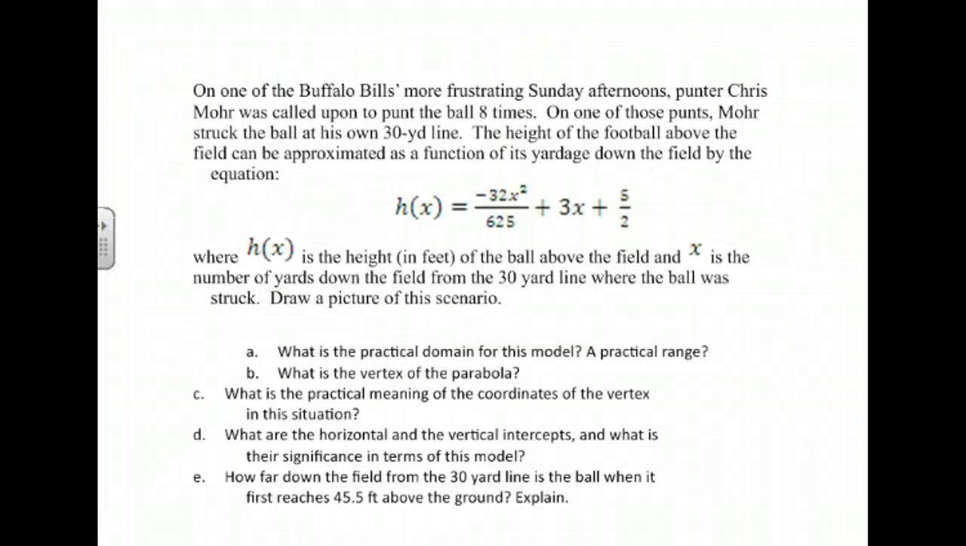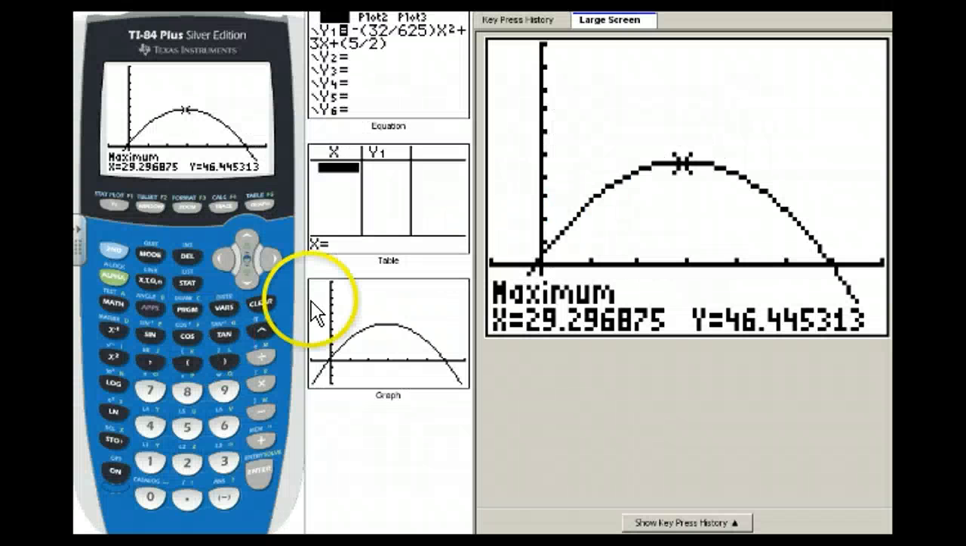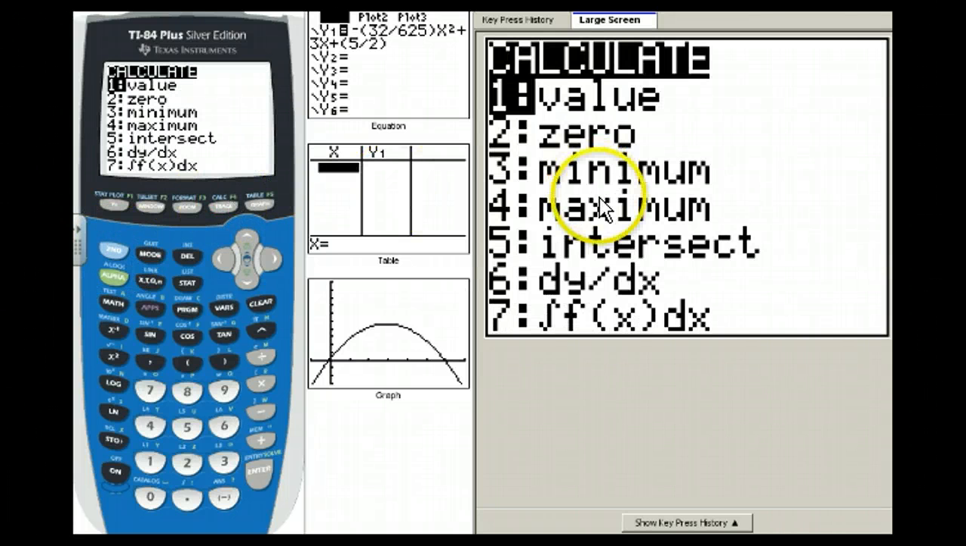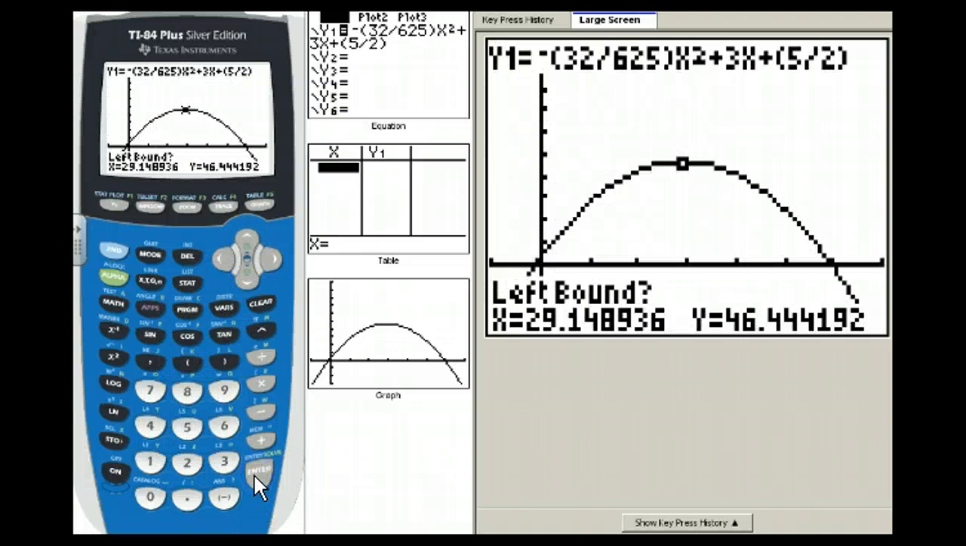Back to the question. What are the horizontal and vertical intercepts? And what is their significance in terms of this model? Well, let's take a look. The horizontal intercept, one is here, the other is here in the negative area, which has really no meaning in the context of this problem. But here, where does the y value become equal to 0? Back to second, calc, 0. That's option number 2.